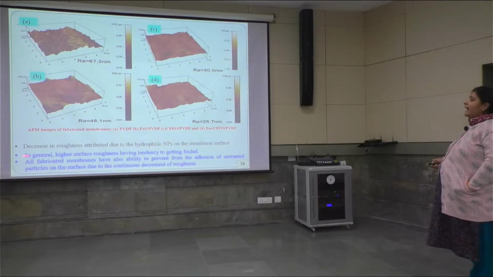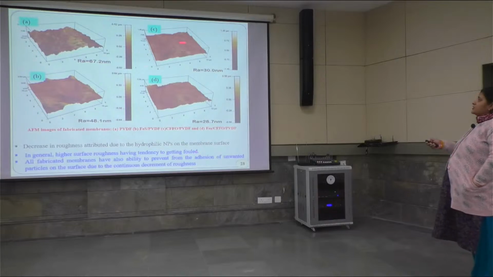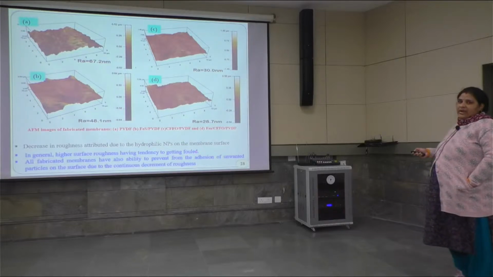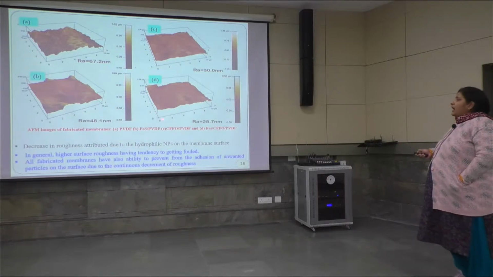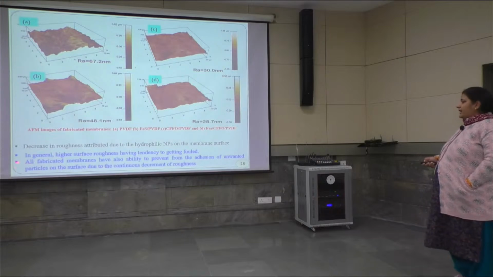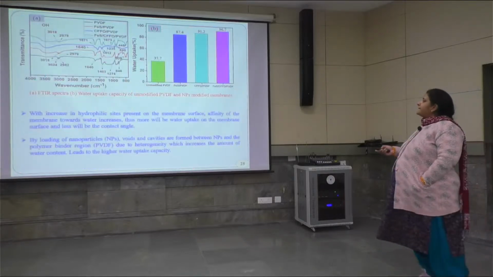In general, higher surface roughness has a tendency toward fouling. In this case, both nanoparticles are added, so hydrophilicity increases, and due to the high hydrophilicity, the fouling effect will be lesser. So we can conclude that all fabricated membranes also have the ability to prevent unwanted particles from adhering to the surface due to the continuous decrease of roughness.